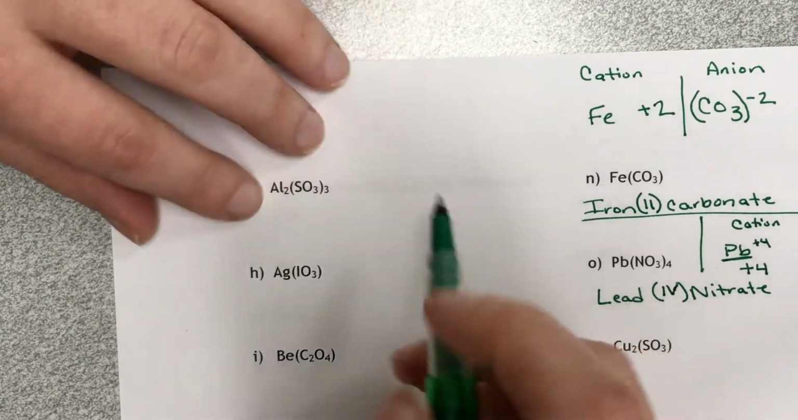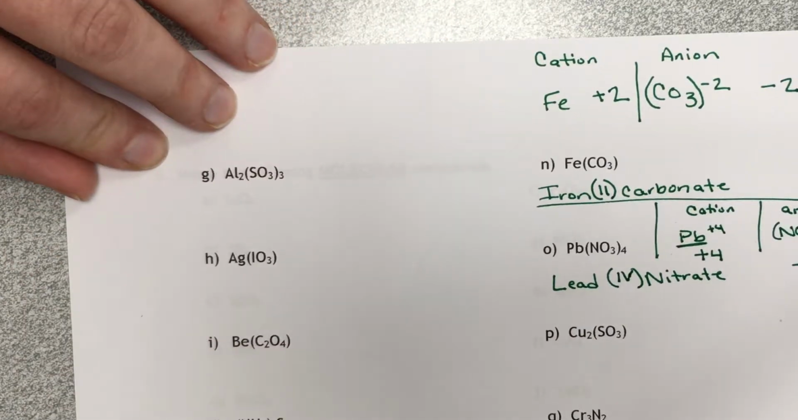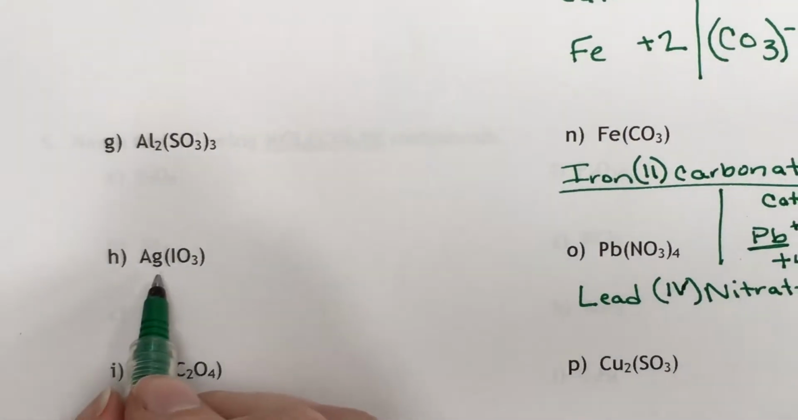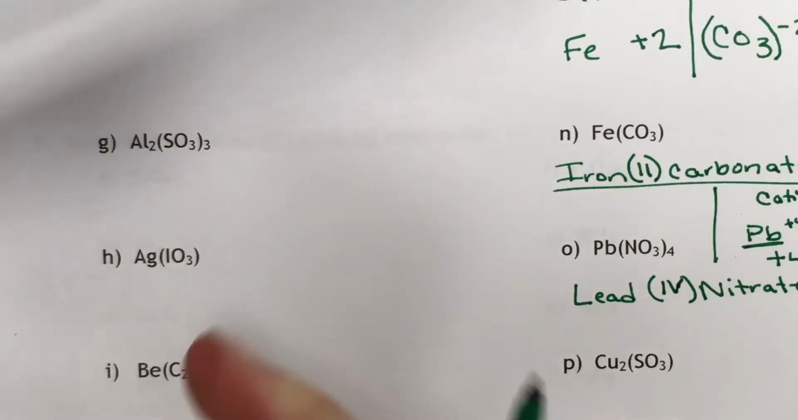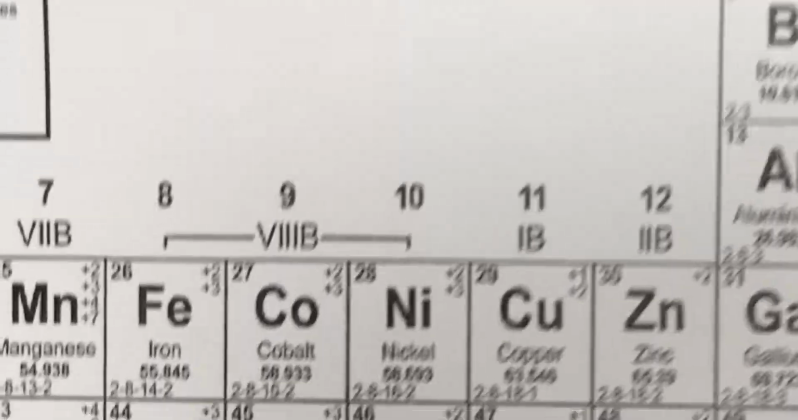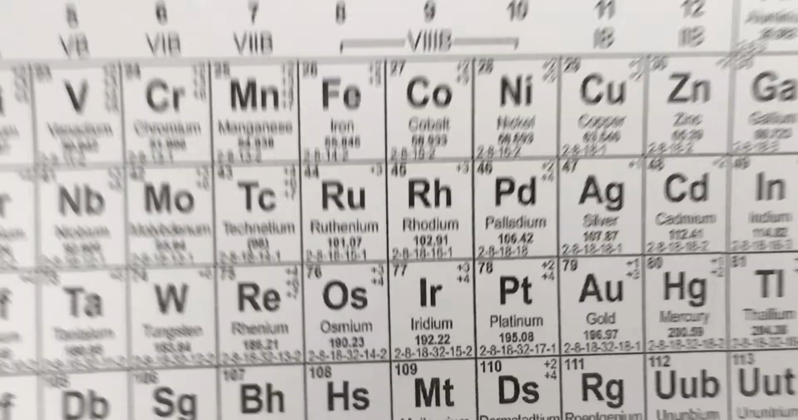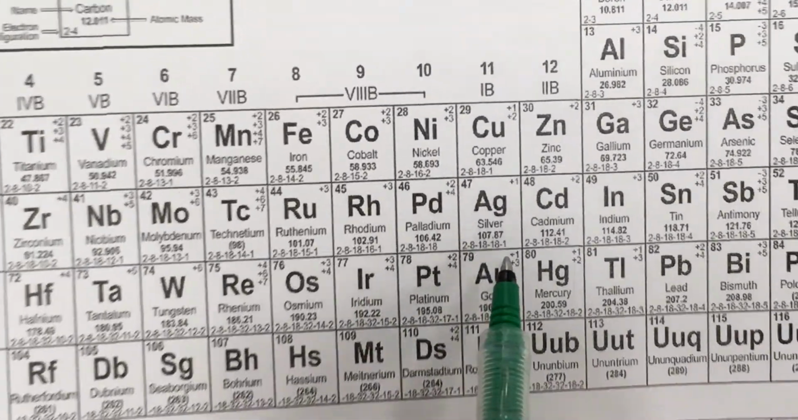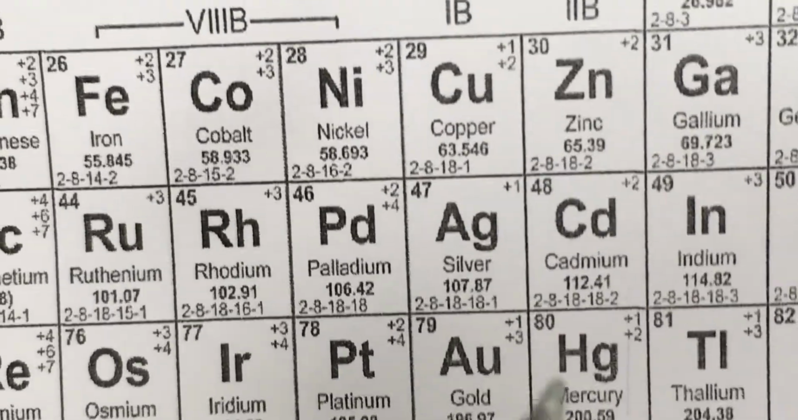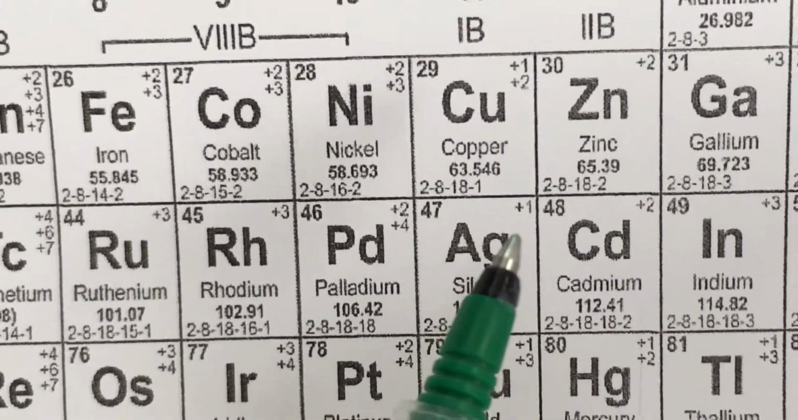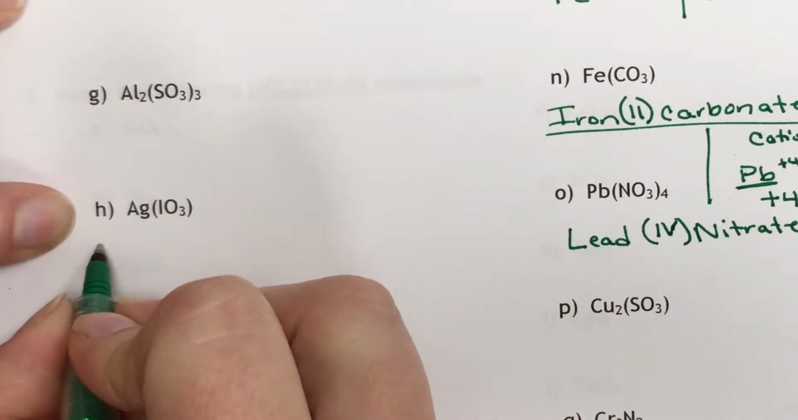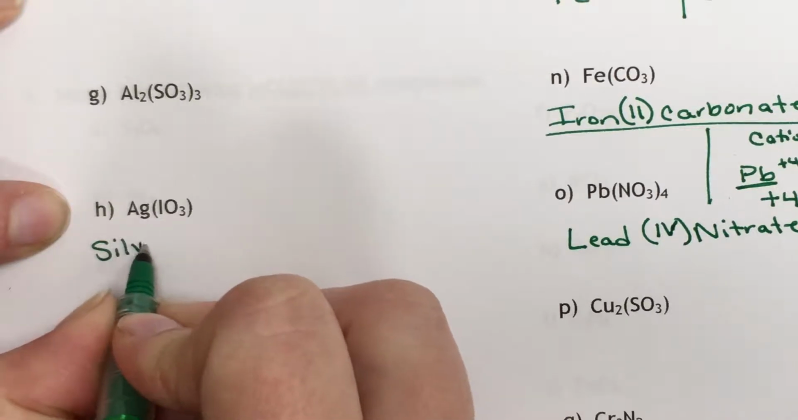Silver, let's do a transition metal, but it's not one of the weird ones. So we have AgIO3. So Ag, you should think, okay, that's a transition metal. Ag is right here, and so let's zoom in a little bit. Ag has a +1 charge. There's only one charge it could possibly be. So we don't have to have a Roman numeral for this, even though it's a transition metal. So we just name it what it is, silver.